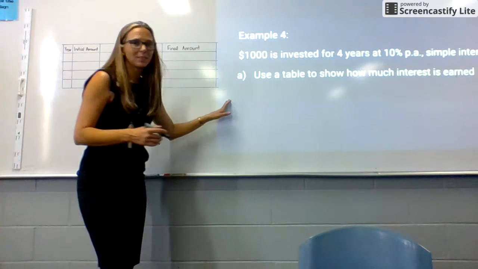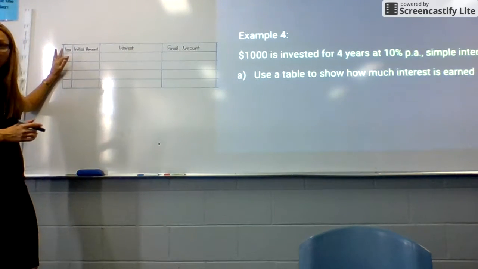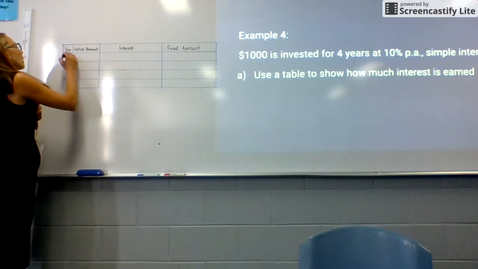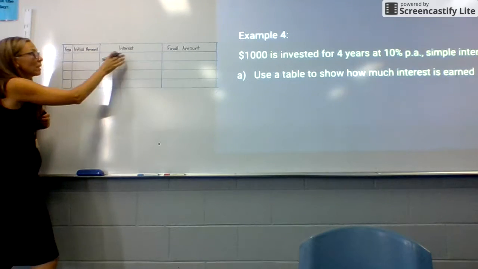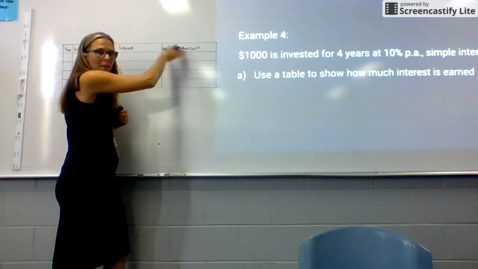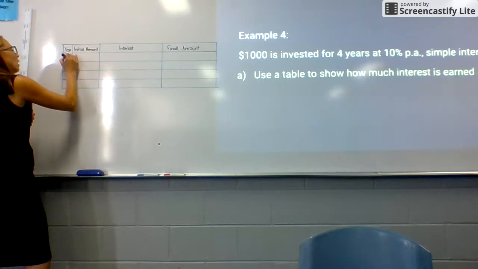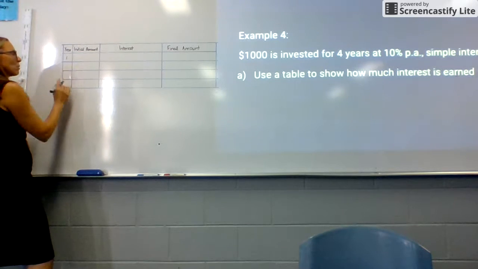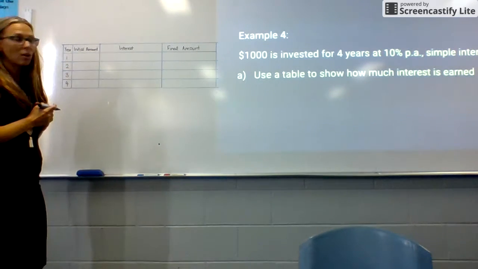So let's set up a table over here, and it needs to have year, which needs to be quite a small column. Initial amount, so that will be the amount at the beginning of that year. Interest, the interest that is earned, and final amount, the amount at the end of that year, all together. It's 4 years, so let's make sure we've got 4 rows and label the years at the side.